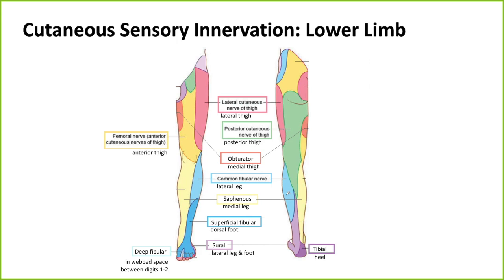On the lateral leg, we've got our common fibular nerve, and then as we go down, it's our superficial fibular. And then on our more medial side is the saphenous, and then this purple color is our sural nerve, and then our tibial gets our heel, and our deep fibular gets between the toes of our first and second toe. Okay, so that is all my slides.